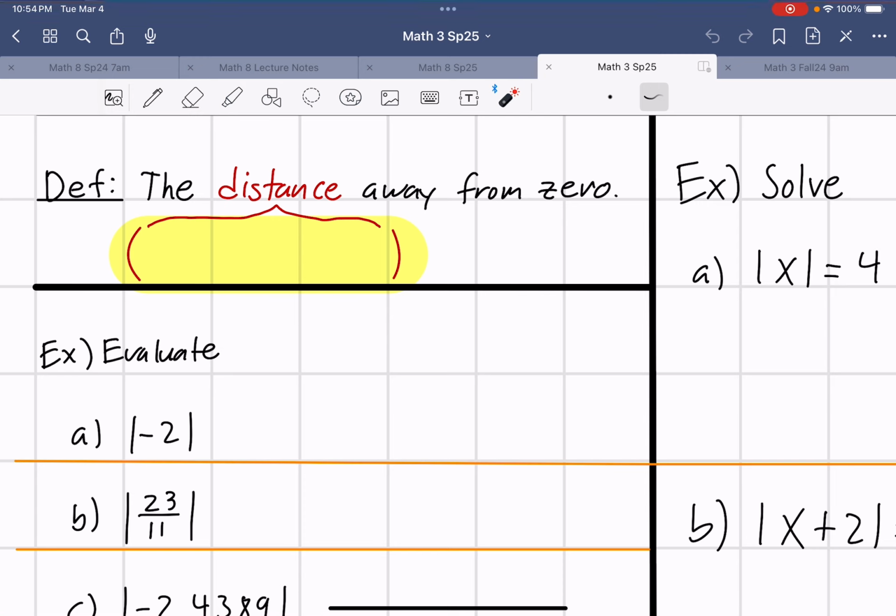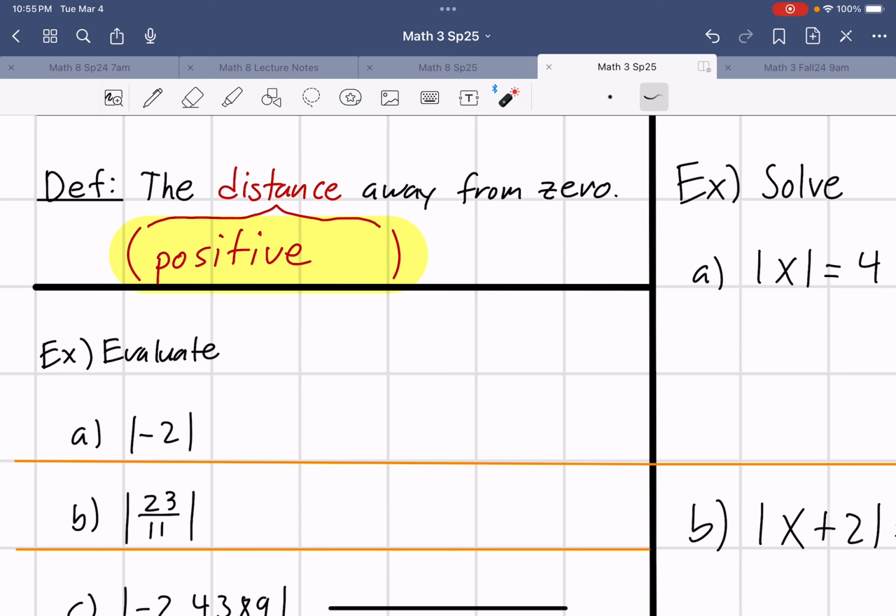I want to talk about the definition of an absolute value. It just means the distance away from zero. But I have this highlighted here because I wanted to write something important. When we talk about distance, distance is always positive.